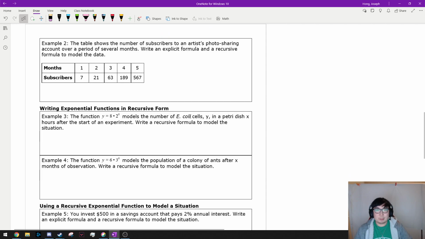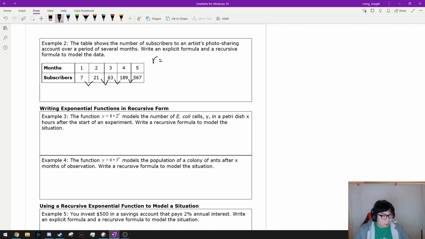Whew. Alright, example 2. The table shown is a number of subscribers in 7 months. Write the explicit formula and the recursive formula. So first, we have to talk about what is the gap between 7 to become 21, and then 21 to 63 and all the rest of the gaps. And how do I transition from the first month to the second month, second to third? What do you think the rate is equal to?